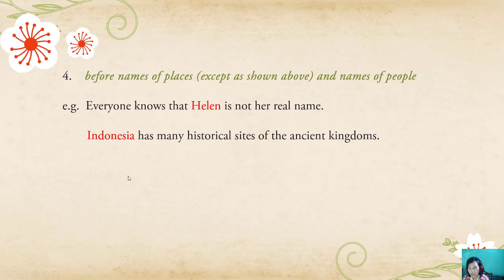Everyone knows that Helen is not her real name. Helen is the proper name of a person. Indonesia has many historical sites of the ancient kingdoms. Indonesia is the name of a country. So this is the same with America. If we use America, it is no article or zero article. But if you use the United States of America, you must use the: the United States or the United States of America. Okay, compare this. The Richards will attend the royal celebration due to their nobility.